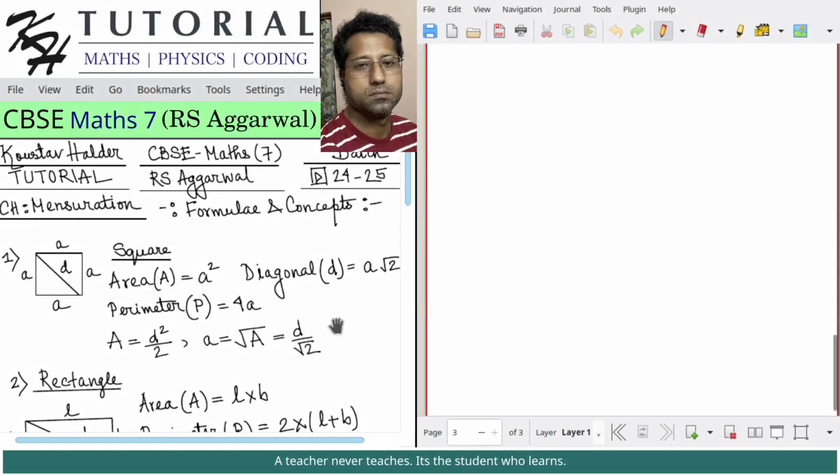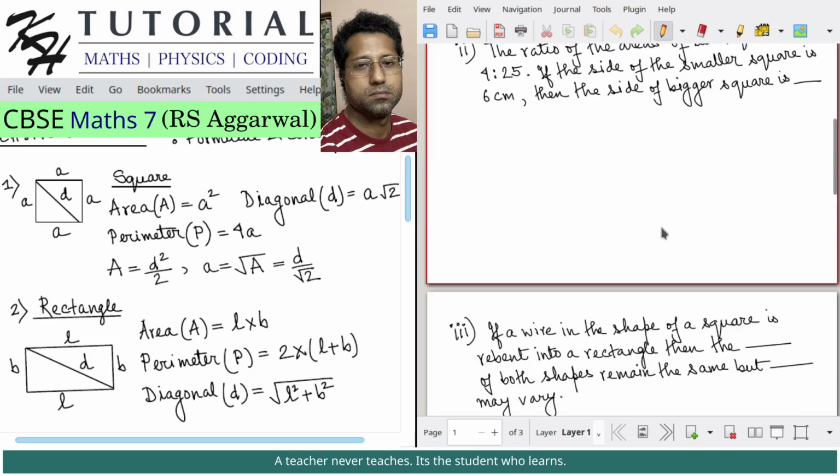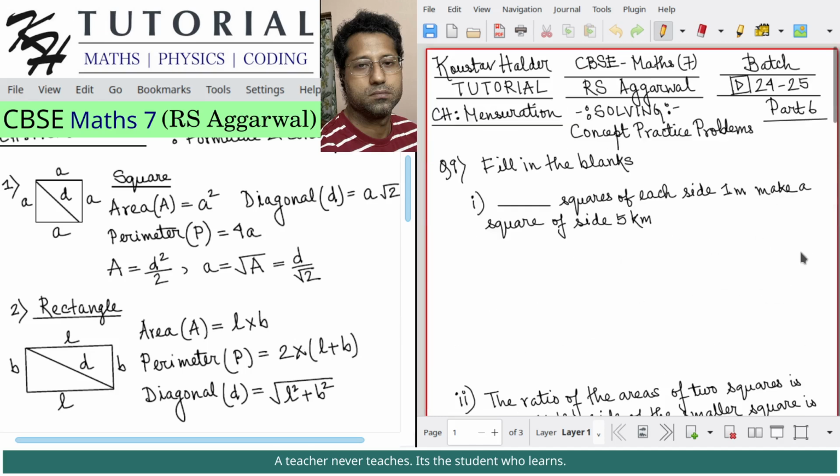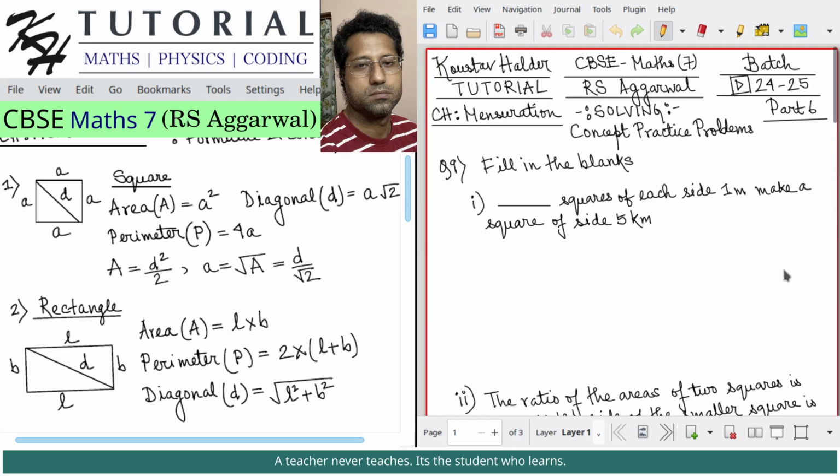As usual, on the left hand side I have kept my formulas and concepts of area, perimeter and diagonal of square, rectangle and the four walls of a room, just for reference in case I forget any formula. Let's start solving the problems. These are all question number 9. There are 5 parts, all are fill in the blanks problems. Part 1 says: dash squares of each side 1 meter make a square of side 5 kilometer.